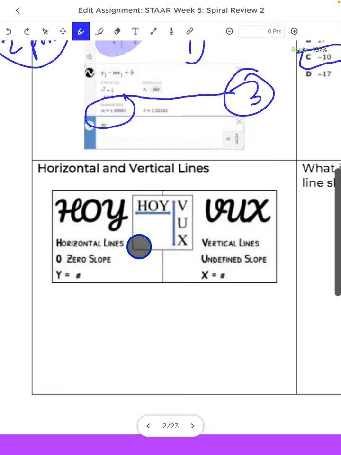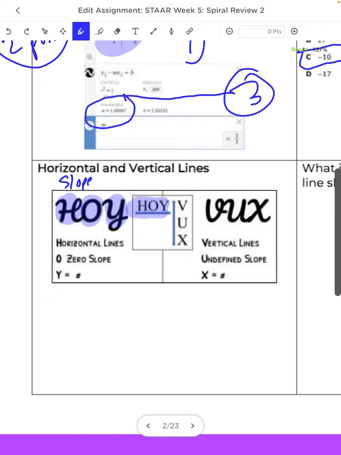Next, horizontal and vertical lines. This comes into slope as well. With horizontal and vertical, we remember HOY and VUX. HOY stands for horizontal lines have zero slope and always start with y equals. Horizontal lines go side to side, left to right, so they have zero slope. So let's talk about the slopes.